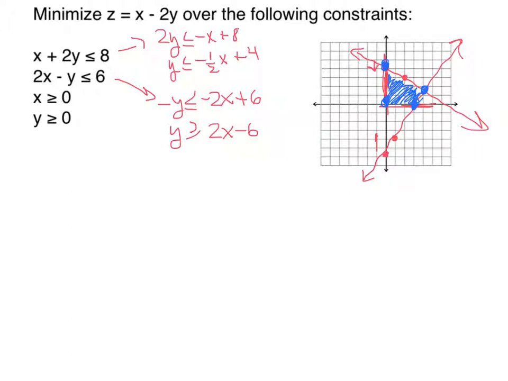Now notice, my feasible region has 1, 2, 3, 4 corner points. And we need to find all 4 corner points in order to do this problem, in order to minimize and test the function. So the first one is easy. The first corner point we have is 0, 0. Okay, that's this one here.